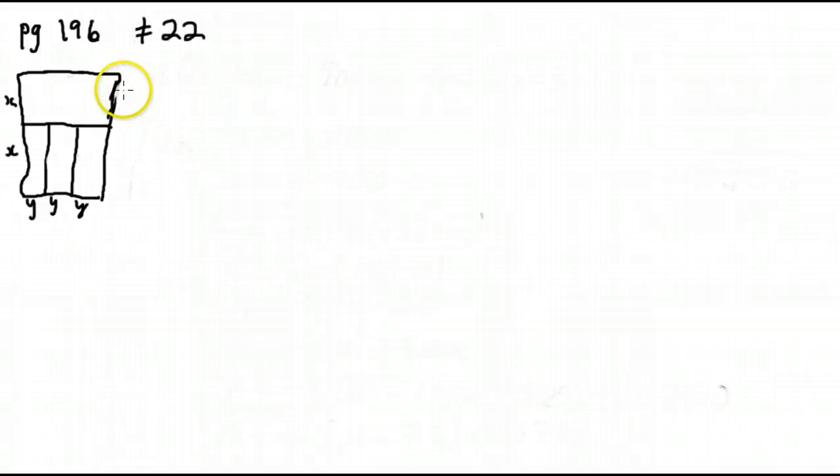Okay, here's page 196, number 22. This is an area problem, so we do area problems, we do revenue problems. You kind of need to review a little bit of each. Let's fill this in. Let's label everything else. There will be an x here, and an x here, and this side, and this side. And this will be a y, and a y, and a y. And this will be 3 y's from here to here. So I have a total of 1, 2, 3, 4, 5, 6 x's.